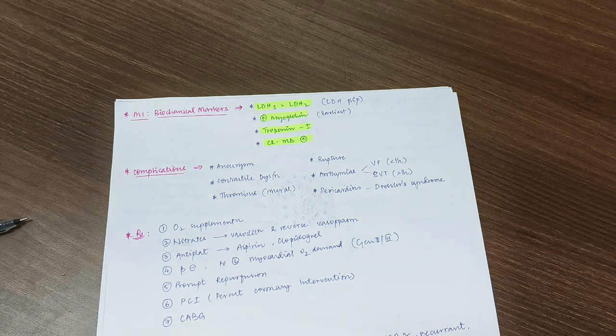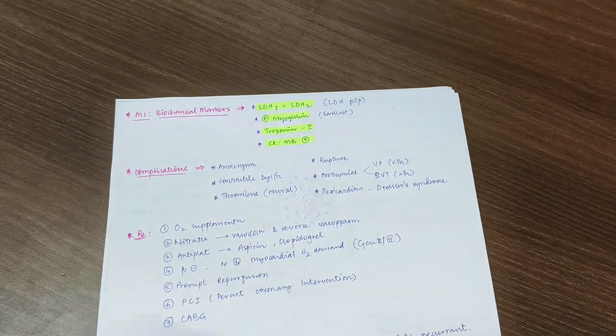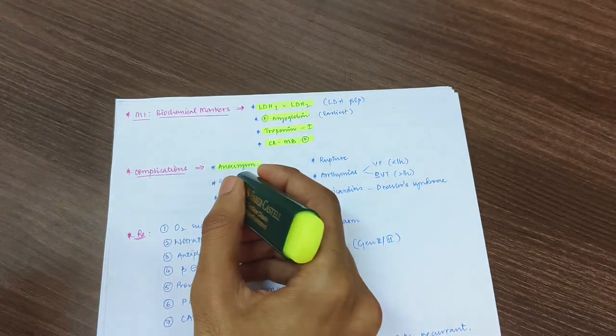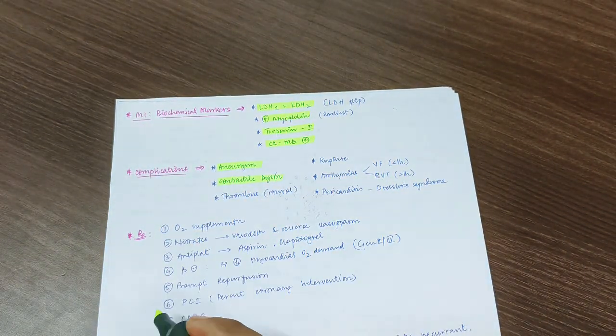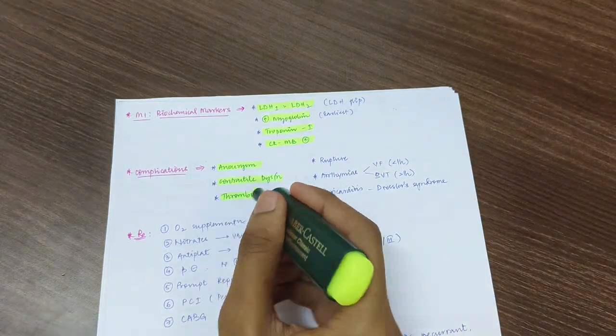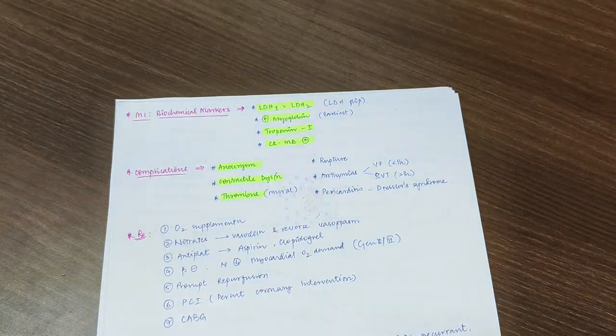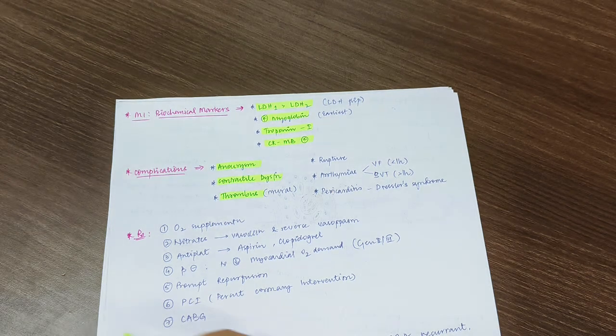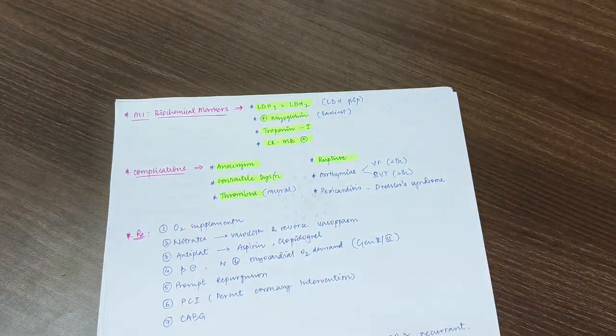Next, it is complications. So what are the complications now? Complications of MI. One is aneurysm. Then it is contractile dysfunction because of decreased oxygen demand. Then thrombus formation inside the heart, that is called as mural thrombi. Then rupture, okay, rupture of the different muscles or rupture of the arteries.